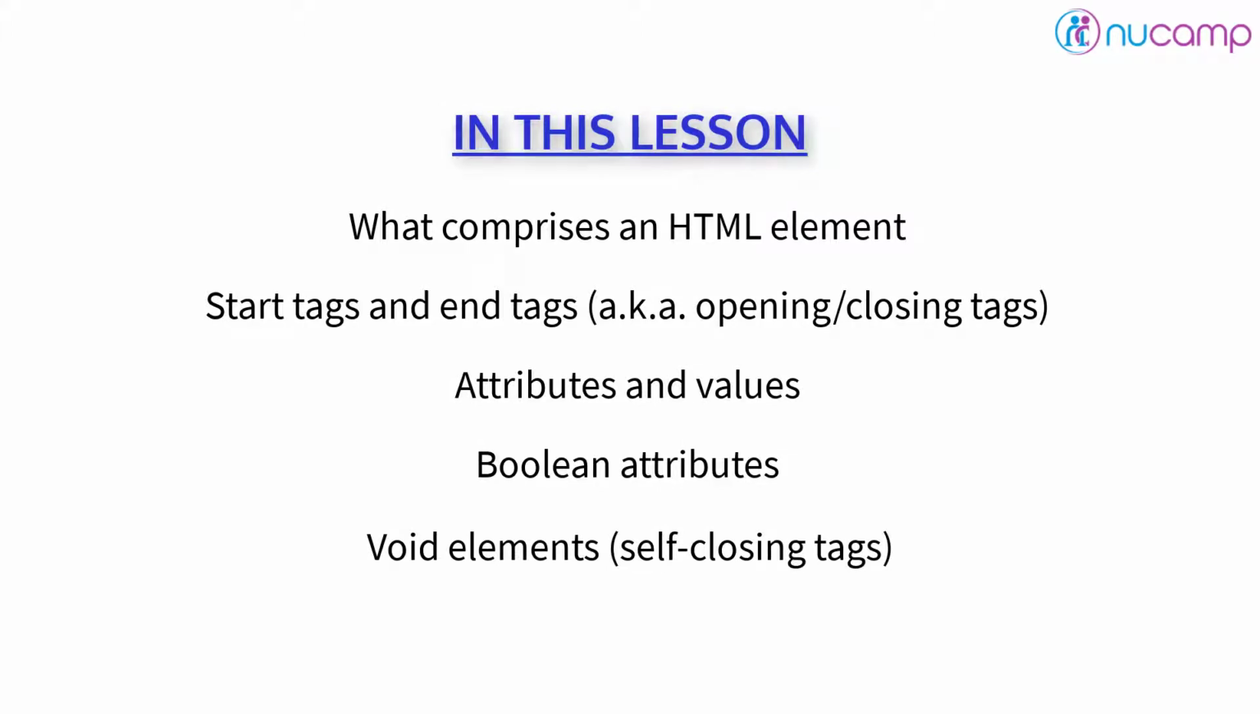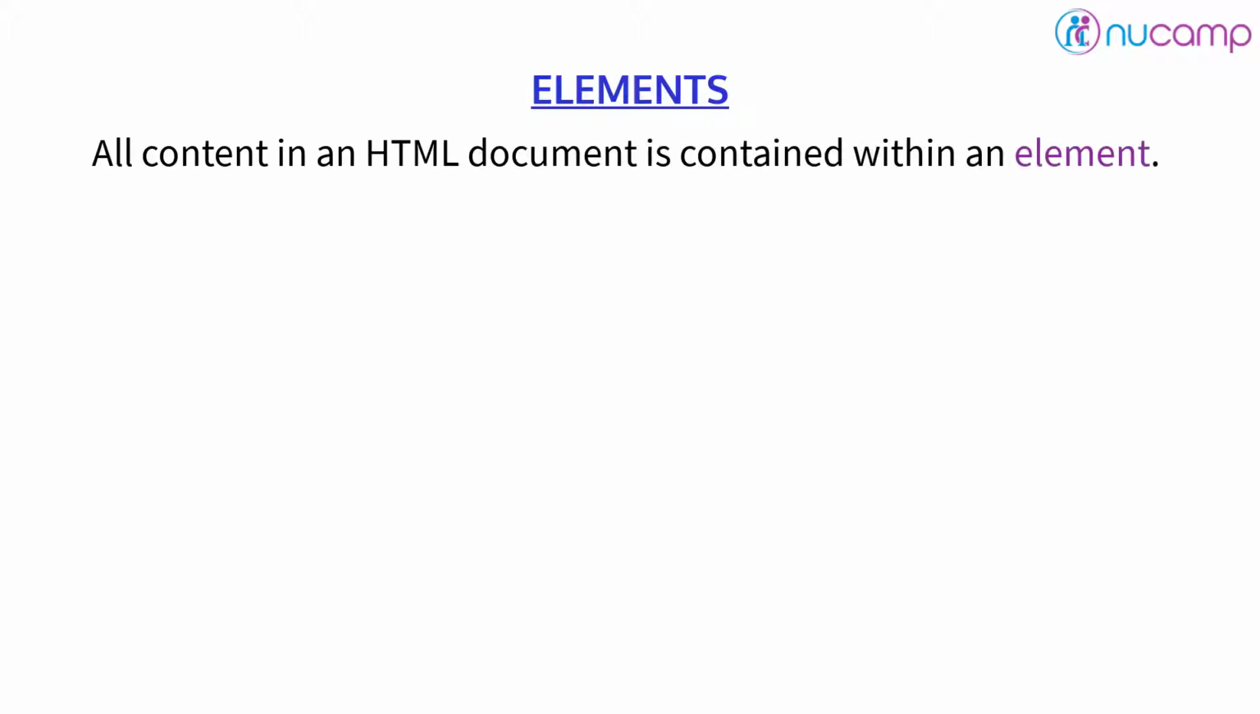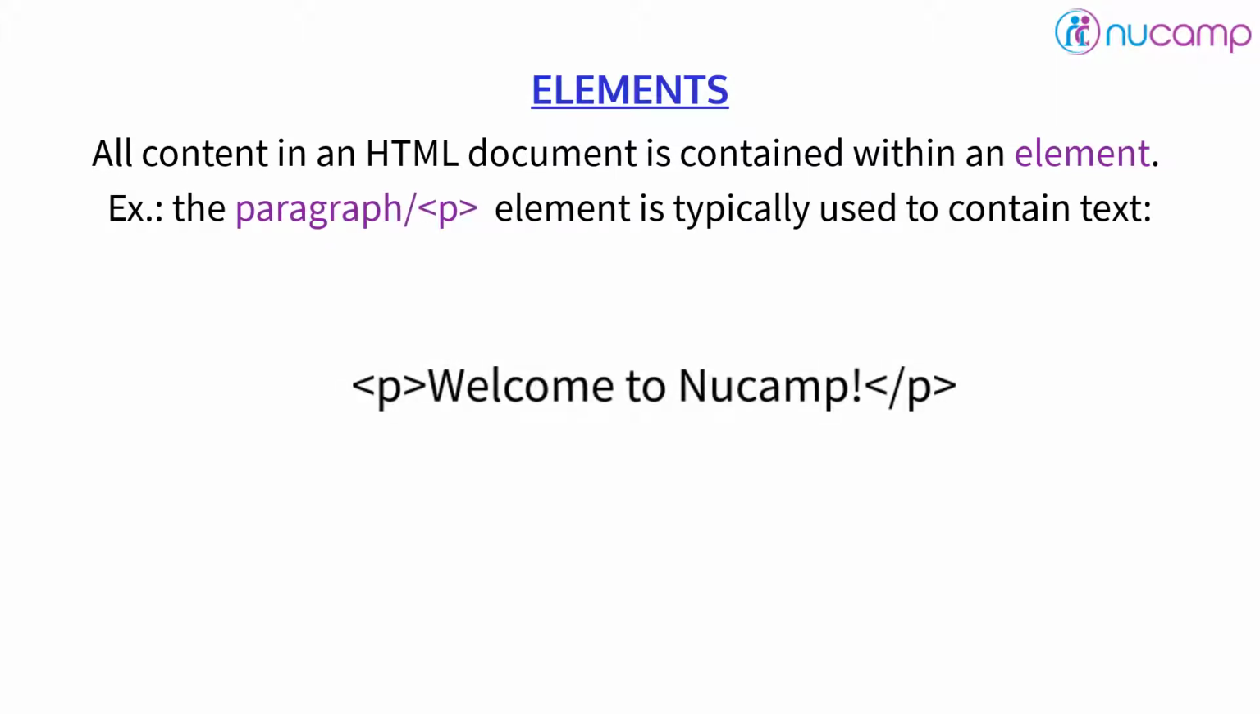When learning HTML, you read and hear these words often: elements, tags, attributes. Let's make it clear from the start what these words mean to help avoid confusion later. All content inside an HTML document is contained within an element. For example, this is called a paragraph element, and it's typically used to contain text.